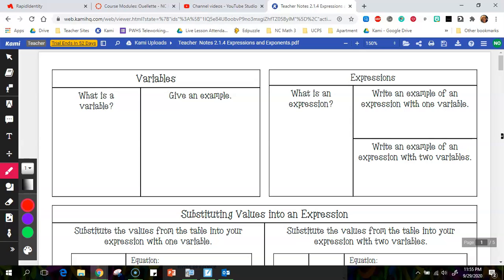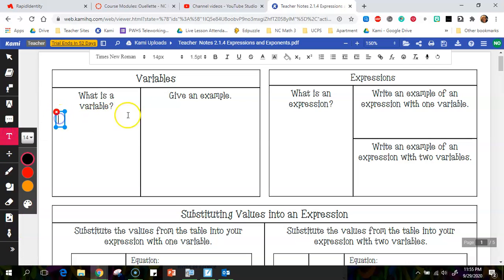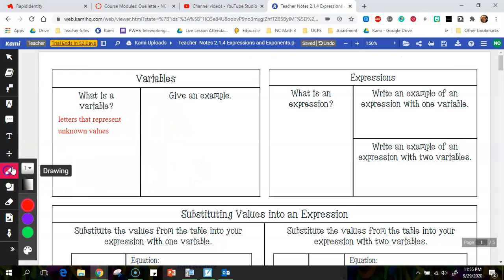Okay, so let's talk about expressions and variables. What is a variable? And we'll use our text box with our microphone today for this. Letters that represent unknown values. Give an example of a variable. A variable would be our X or our A, B, Y. Any of these could be used as variables.